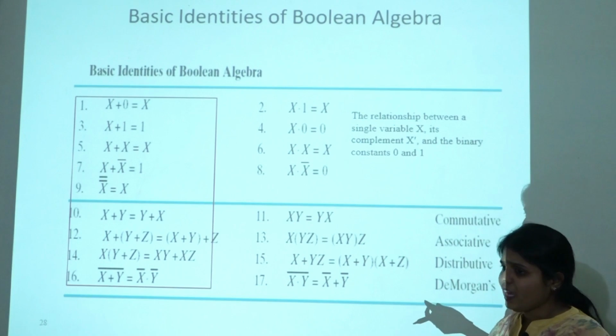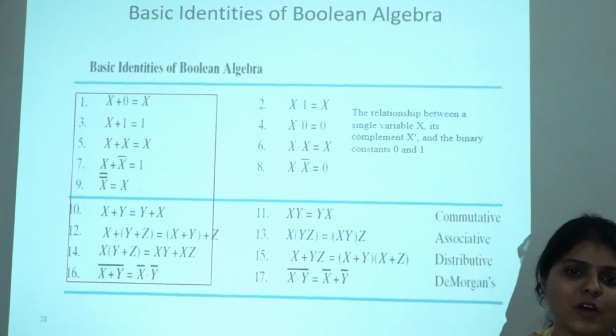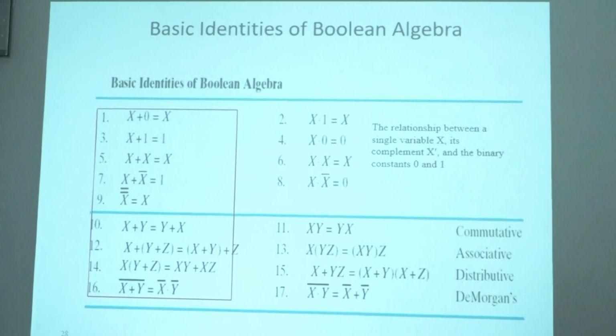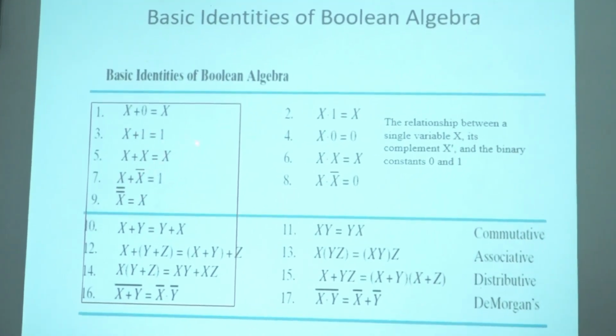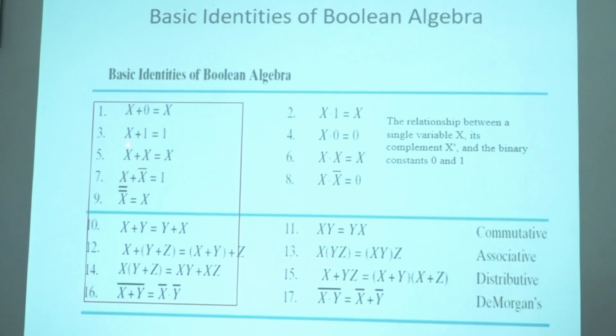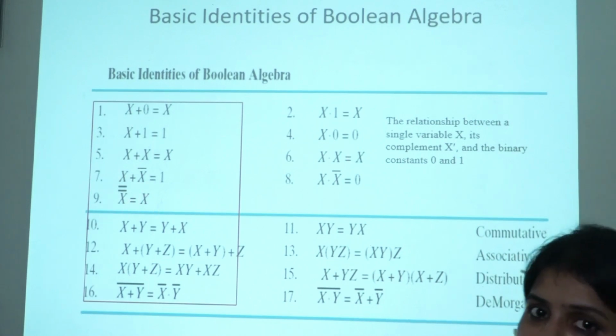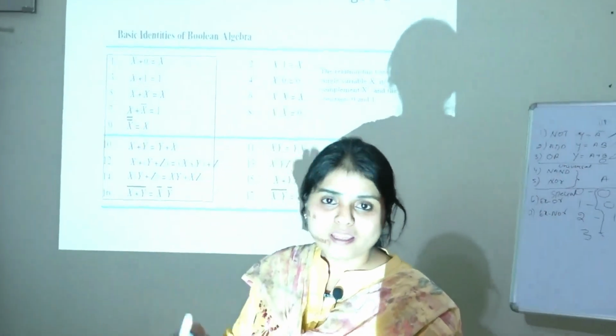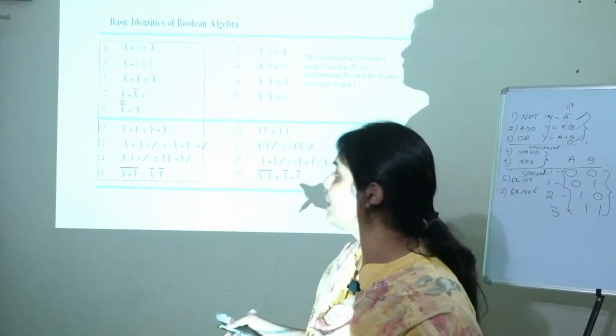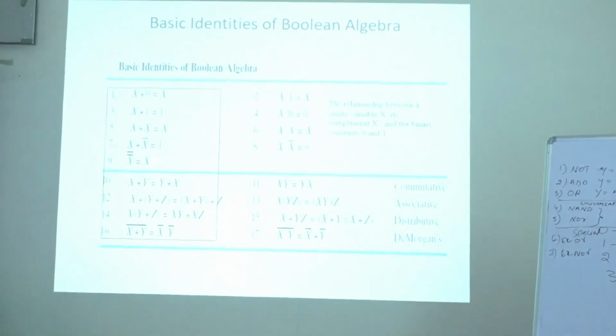So x plus 0, when you are adding 0 to one variable x, that will be x. X plus 1 is equal to 1. Please make a note of this. X plus x is equal to x. X plus x complement is equal to 1. A variable added with the complement of that variable will result in output 1. This is double complement. X double complement is equal to x again. See, x single complement is x bar, the negation. If you apply the complement again, it would be the original one. So x double complement is equal to x.